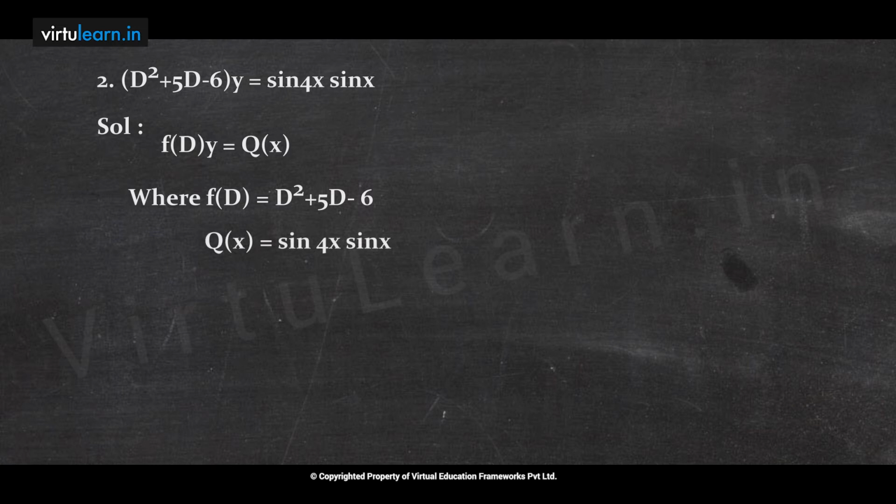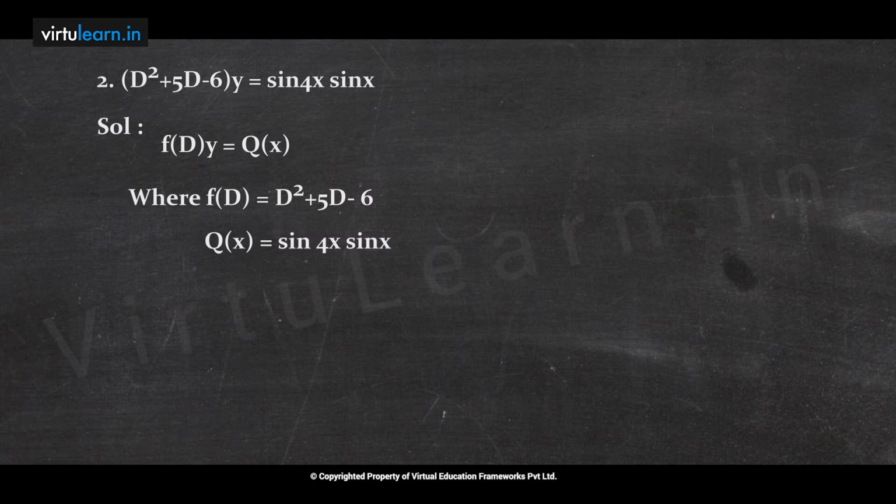I know the method for sin 4x or cos 4x, like cos 5x, but here there is a multiplication of two terms, sin 4x into sin x. Then you should convert this quantity into one quantity, meaning sin or cos. To solve this problem we have two parts, complementary function and particular integral. First, I will focus on the complementary function.